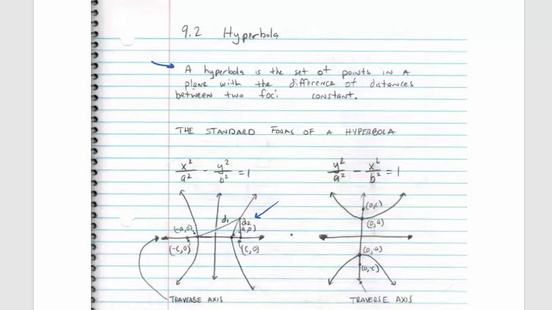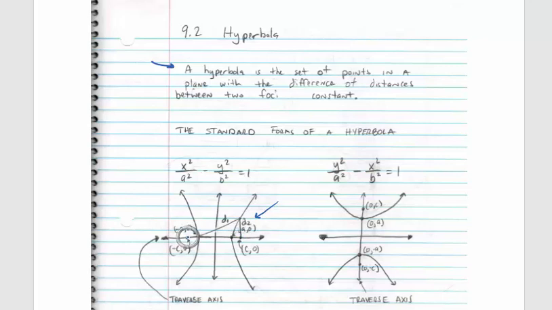So if we come down here to the picture of the hyperbola, I've drawn a hyperbola, and this is what we get. We get these two curves, symmetric, either opening left and right, or up and down. And just like in an ellipse, we start with foci, and here is one of my foci, and here is the other one of my foci.